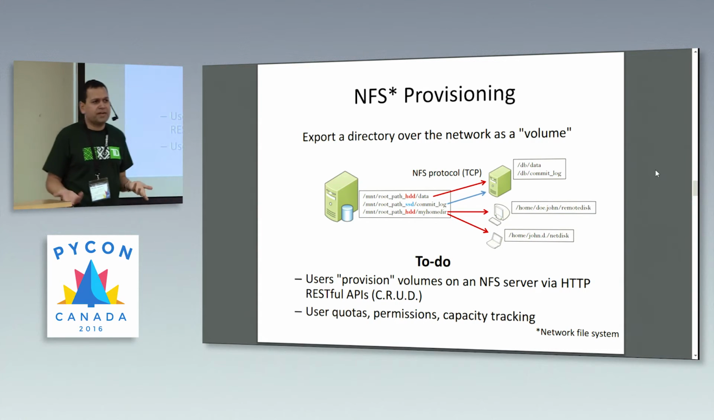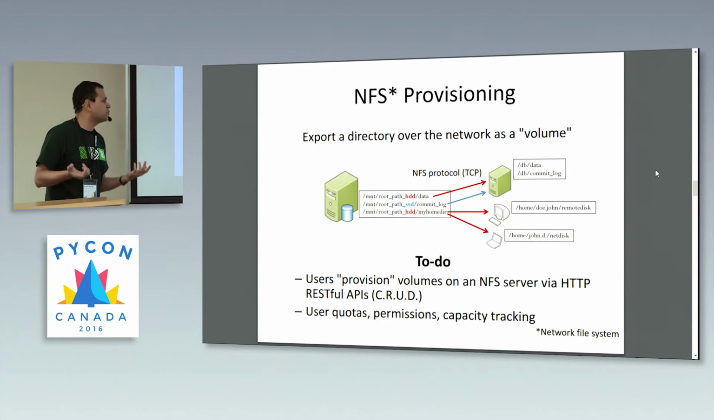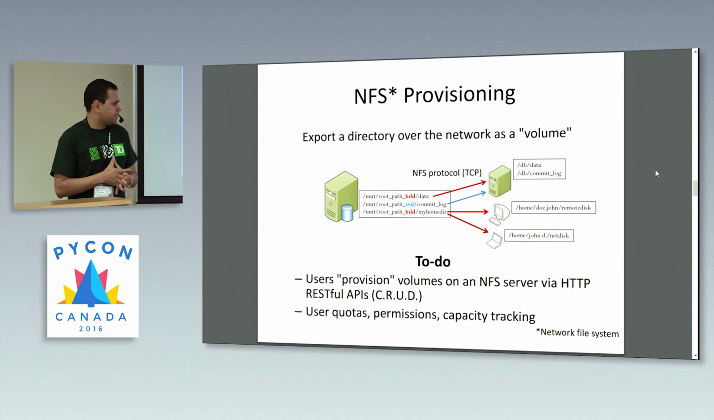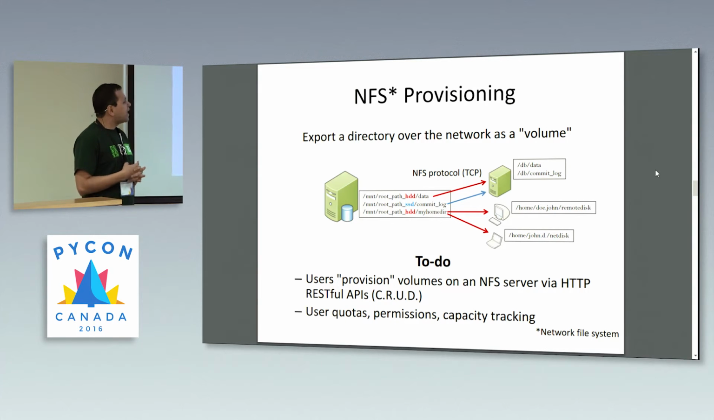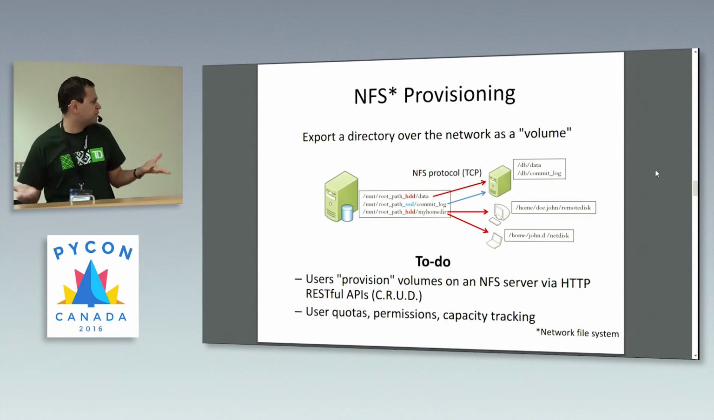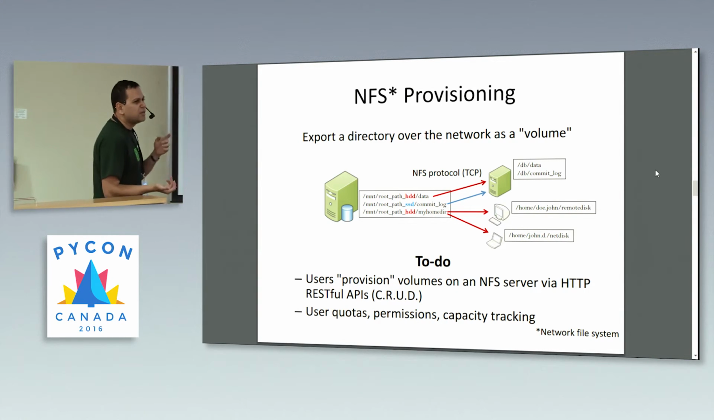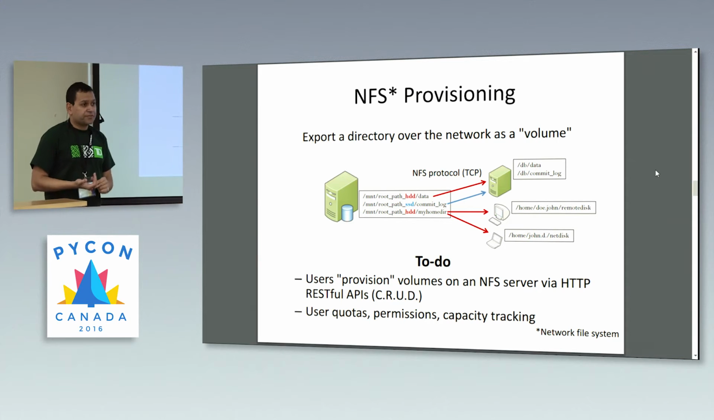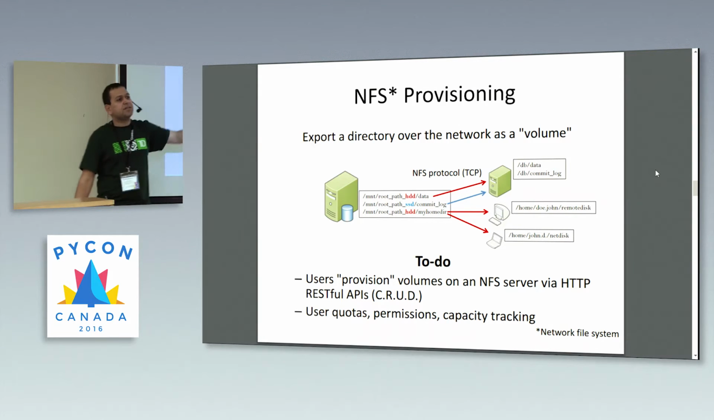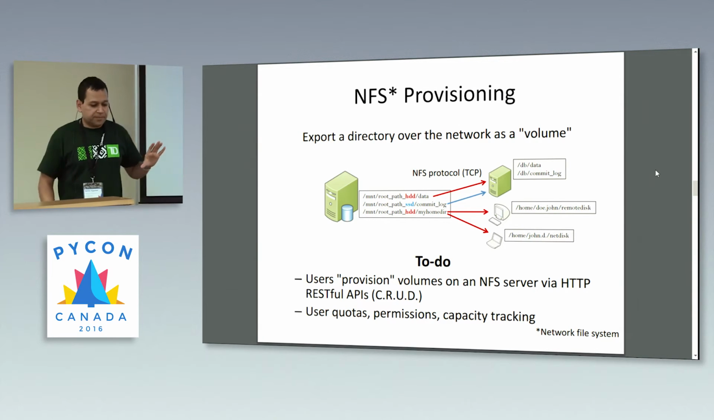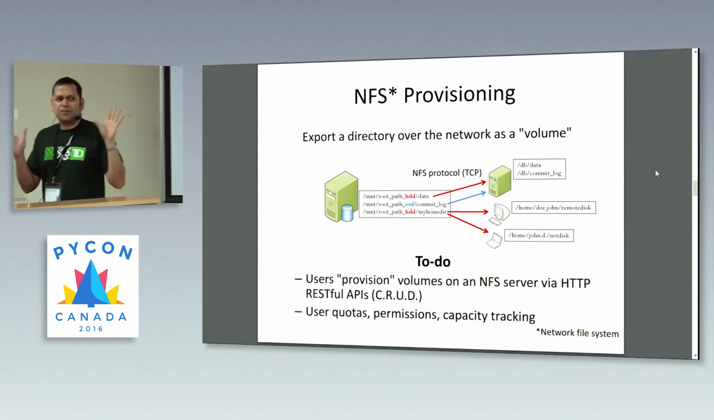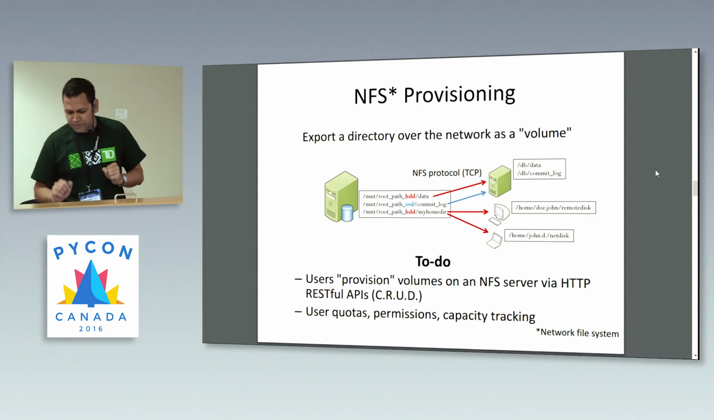So what do we want to do in our API? At the very least, users want to provision volumes via HTTP, right? Our HTTP API. And then ideally, as we start building out this vignette into more of a product, you need things like user quotas. You need to enforce some permissions. You want to track capacity on all this resource that you have here, so that you don't over provision and stuff like that. So that would be kind of the bare bones system that I would like to create.